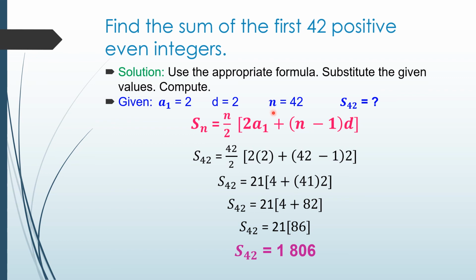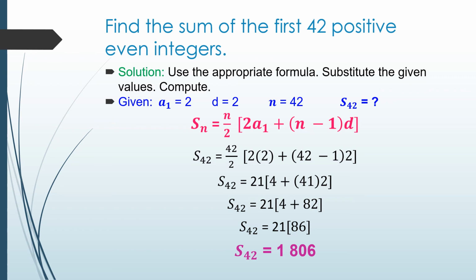Ano naman ang number of terms or n? That is equal to 42. Kasi kailangan daw nating i-add mula first term hanggang pang 42nd term. At ito ay may bilang na 42 lahat. So, ang kailangan nating isolve ay ang value ng S sub 42. Simulan na natin. Ang gagamitin nating formula ay S sub n is equal to n over 2 multiplied by quantity 2a sub 1 plus quantity n minus 1 d. Bakit ito? Kasi ang value ng 42nd term or ang a sub 42 ay hindi given.